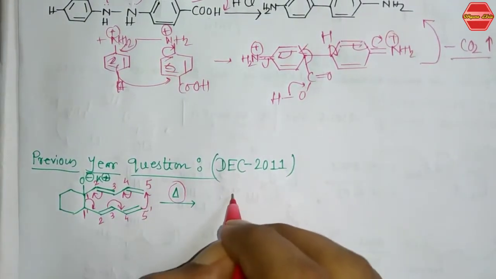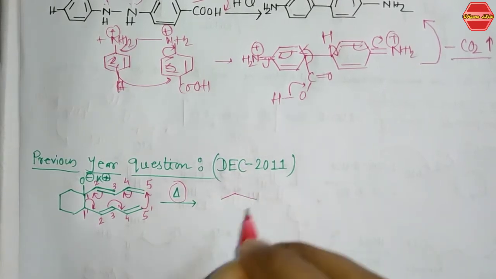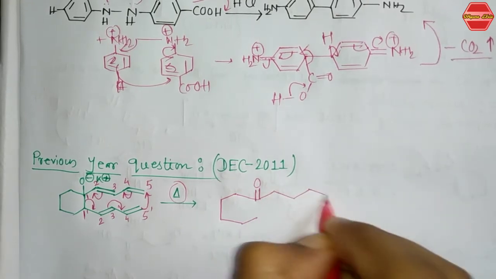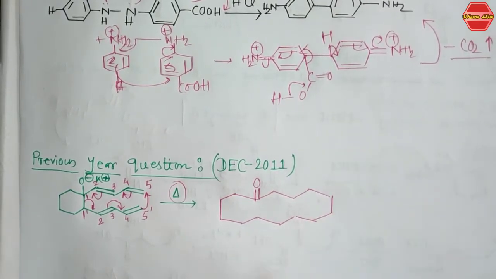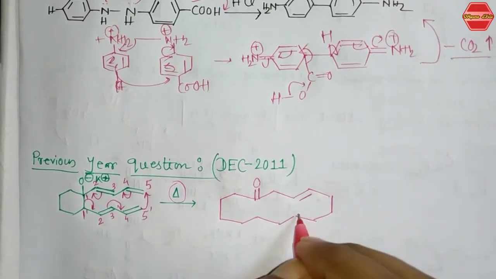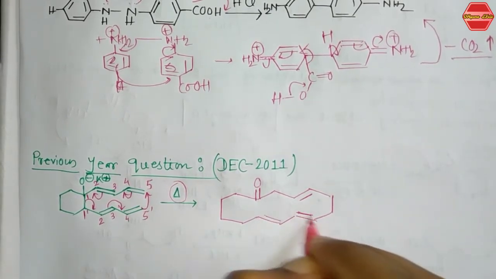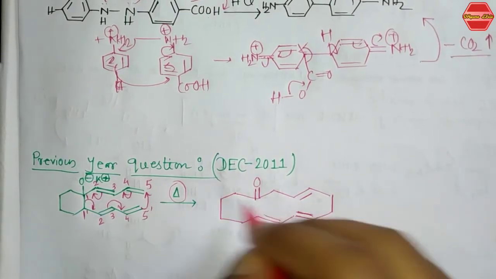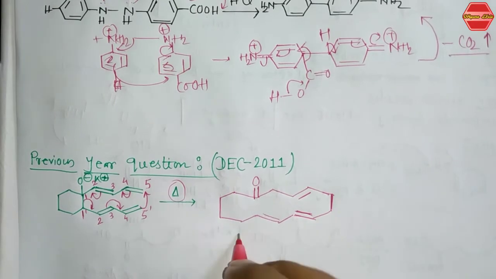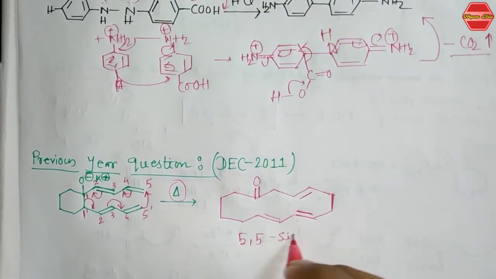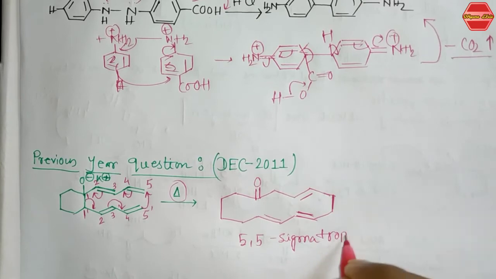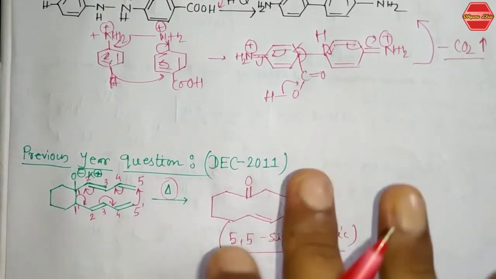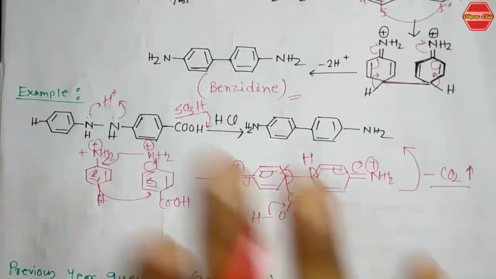So see, this is how simple the question was. So this is your final product, and this finally tautomerizes to get the final product, and this follows the 5,5 sigmatropic. This was the only question which came in the CSIR-NET exam.